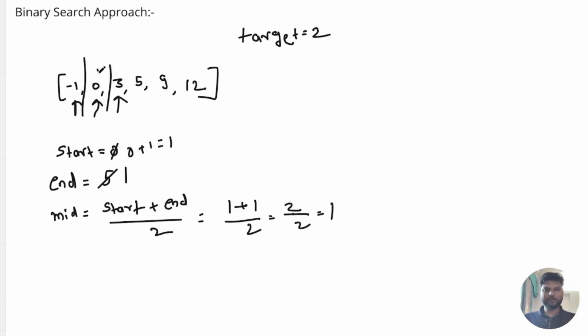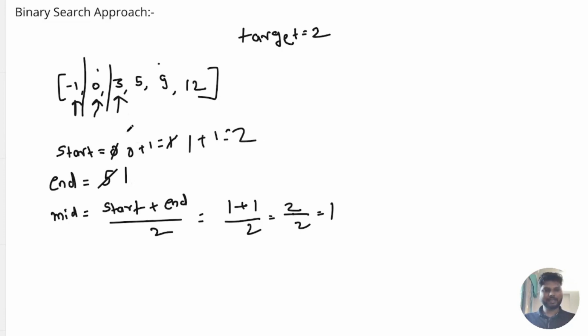In this case, what we need to do, if an element at the array is lesser than the target, we need to increase start, right? We need to search in the next half, right? Then we will increase start with mid plus 1, which gives us 1 plus 1, 2. Okay, so now our start is 2, end is 1.